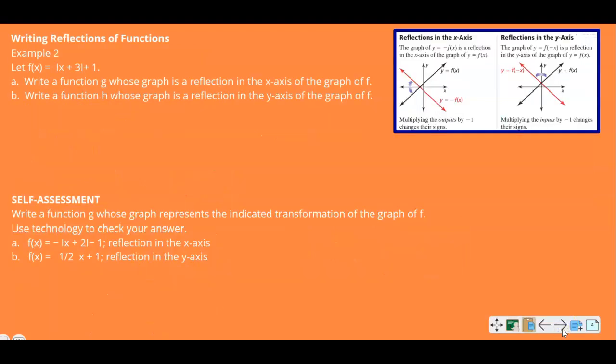Example 2 says writing reflections of functions. Let f of x equal the absolute value of x plus 3 plus 1. All right, so it says write a function g whose graph is a reflection about the x-axis. And then h will be a reflection across the y-axis. All right, so for a part, we're going to have g of x. And we know that f of x is a reflection across the x-axis, so it's going to be negative f of x.